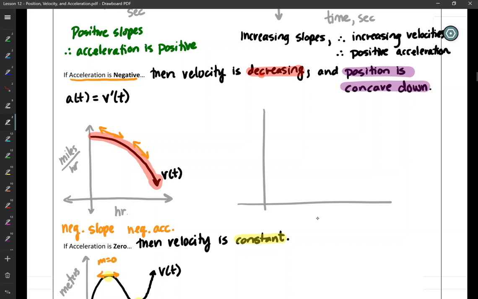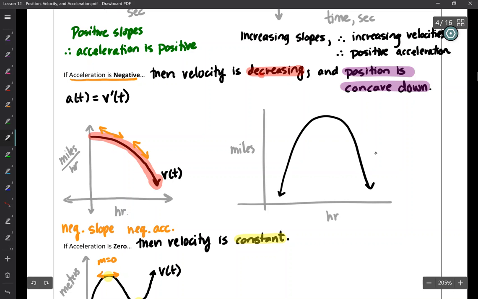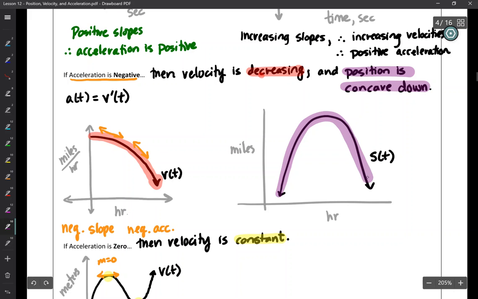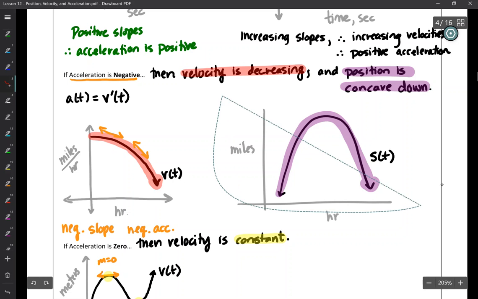Time units. How about hours? Distance units. How about miles? And here is concave down, like a frown. Here's your position function, and it is concave down. Now, if position is concave down, velocity is supposed to be decreasing. Do we actually see decreasing velocities? Velocities are the slopes of the tangent lines to the position curve, and those slopes are decreasing over time.